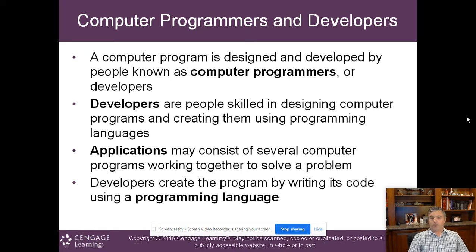Developers or software engineers are people skilled in designing computer programs and creating them using programming languages. Applications may consist of several programs working together to solve a problem. Developers create the program by writing its code using a programming language. There are many different programming languages. What that program is going to do and where it's going to live is going to dictate what programming language you're going to use. So we have Python, we have Visual Basic and C#, and we have Java. They all have their advantages and disadvantages.